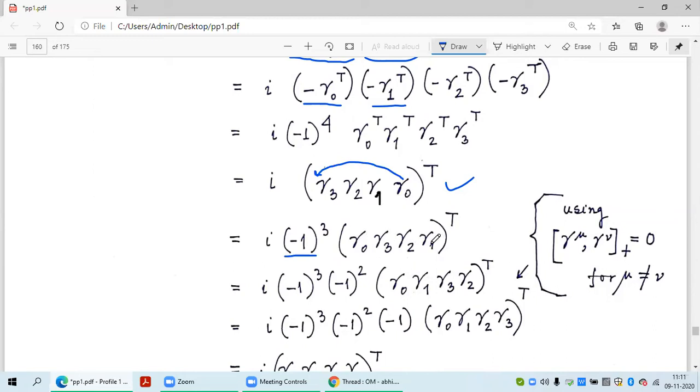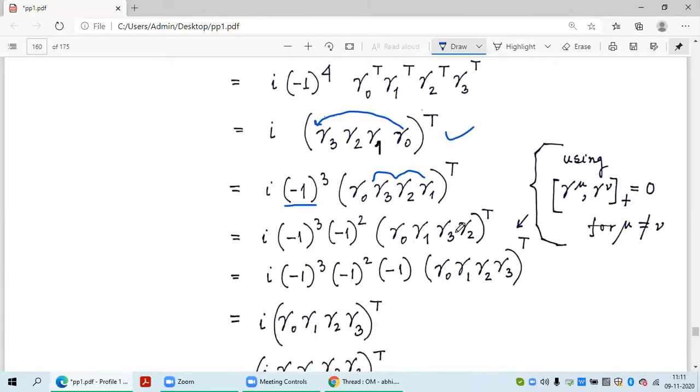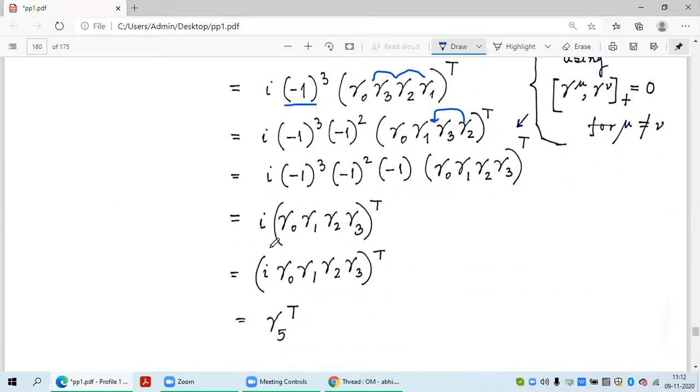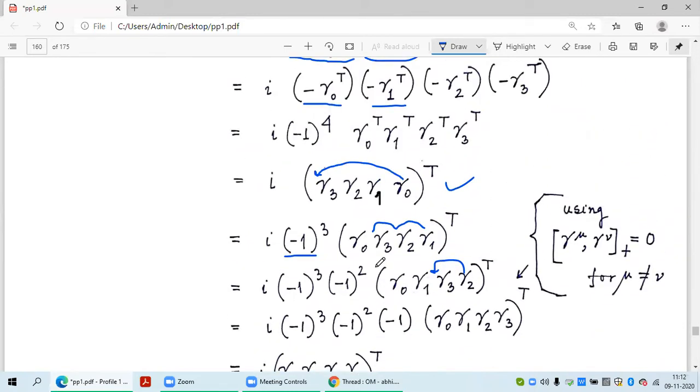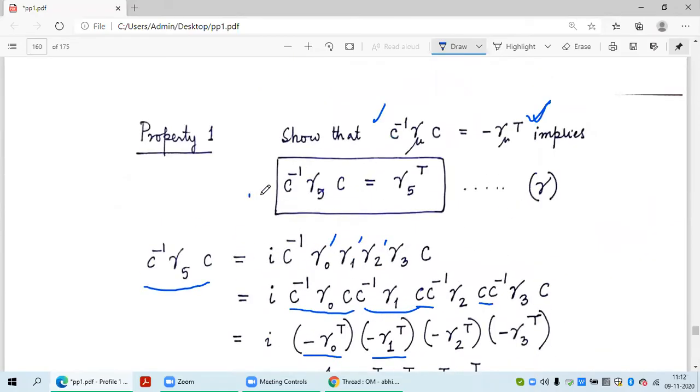At the next step, gamma 1 has to be brought after gamma 0. Therefore you have to jump twice, so 2 minus signs will come because of the anti-commutation relation between gamma 1 and gamma 2, and gamma 1 and gamma 3. And likewise, after doing that, gamma 2 has to come here, so you have 1 extra minus sign. So you have 6 minus signs here, which gives you minus 1 to the power 6, which is 1. Therefore you get this term, which is basically gamma 5 transpose. Okay, so we proved this equation. Clear? So C also satisfies this equation by virtue of this equation.